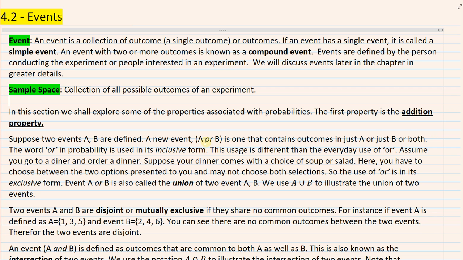Two events, if they don't have any common outcomes, are said to be disjoint or mutually exclusive. So again, mutually exclusive or disjoint events are those that share no common outcomes. So in my example, let's say set A is made up of digits 1, 3, 5, and set B has elements 2, 4, 6. As you can see, there is no shared outcome between the two sets. Therefore, we can say the two sets are disjoint or mutually exclusive. Events that are mutually exclusive could not happen or could not occur together.